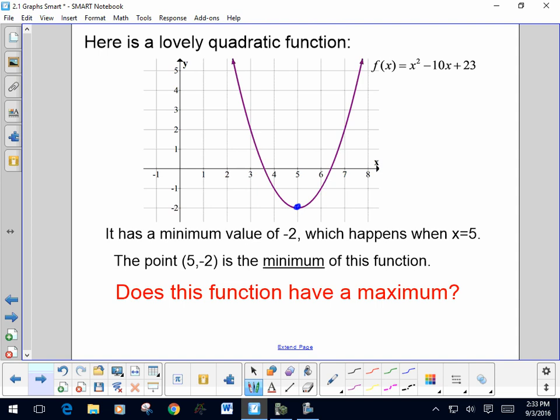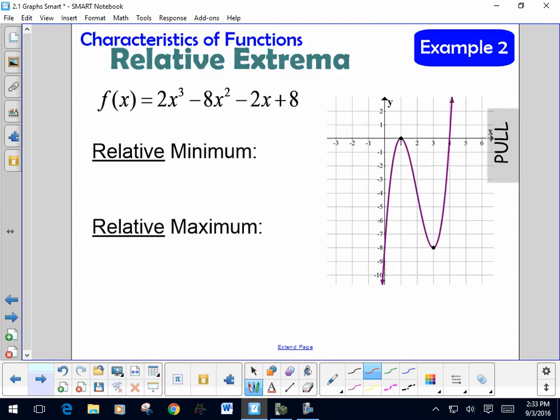Does this parabola have a maximum? Think about that for a second. And hopefully what you determined was that no, it does not have a maximum. Both of those ends are shooting up towards positive infinity. There is no largest value here.